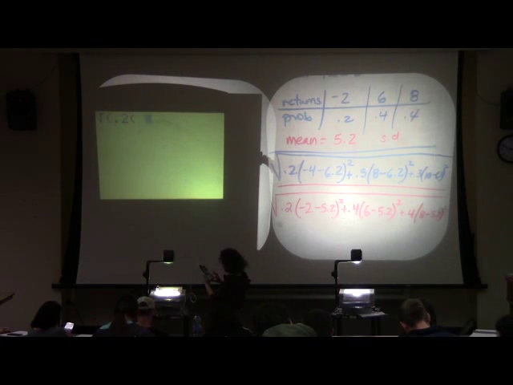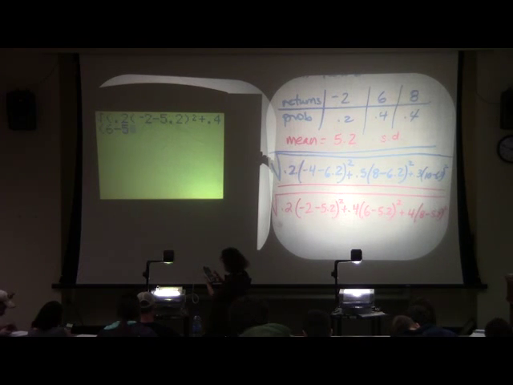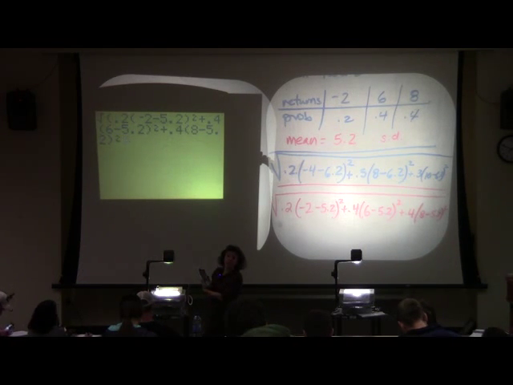Now I put my parenthesis, -2 minus 5.2 squared, plus 0.4. Then I have 6 minus 5.2 squared. And last but not least, plus 4. And I have 8 minus 5.2 squared. What do I need to remember to put at the tail end? My last parenthesis. And you're going to get 3.71.